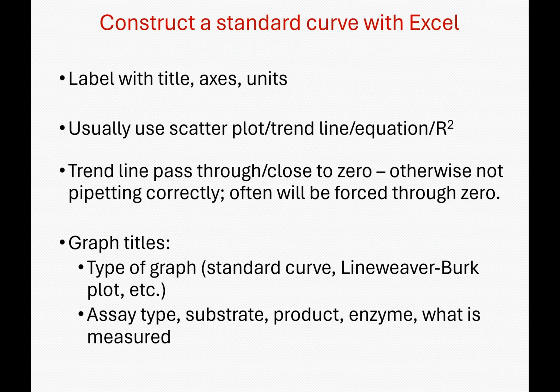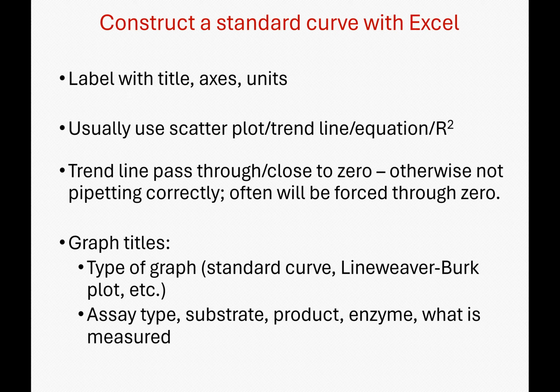From your known samples, the dilution series that you'll make, you'll construct a standard curve using Excel or another software program. Make sure you label your graph with your title, your axes, your units. Usually in this class, we'll use scatter plot, add a trend line. Make sure you have an equation and R squared. Note that the trend line should pass through or close to 0. If you're not getting very close to 0, you're probably not pipetting correctly. So make sure that that works well. Often we will go ahead and force our trend line through 0 so we can handle small concentrations.